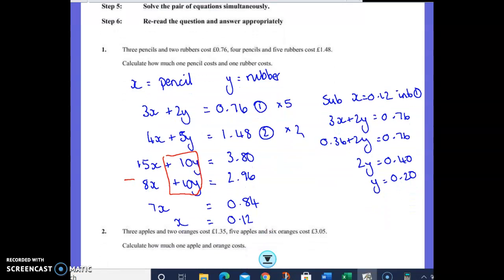I can't leave my solution just as x is 0.12 and y is 0.20. I need to answer the question. So a pencil costs 12p. A rubber costs 20p.